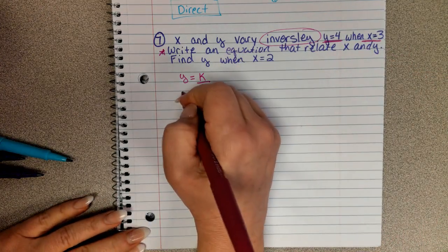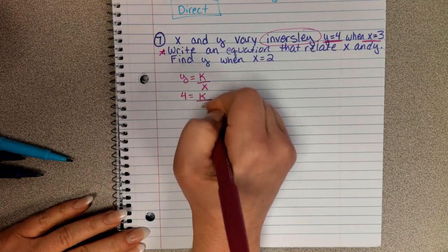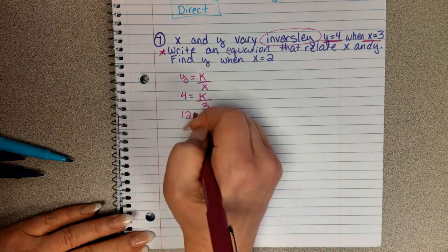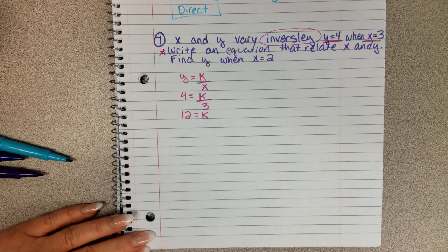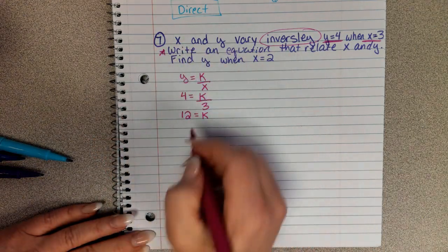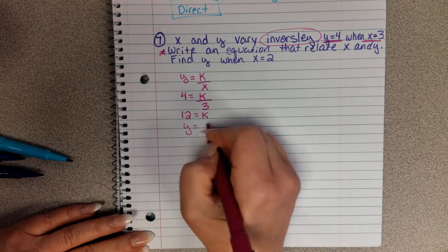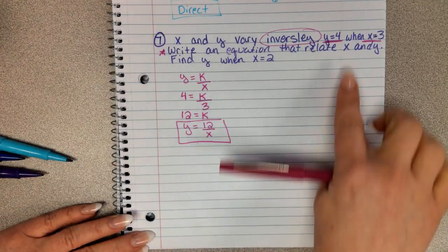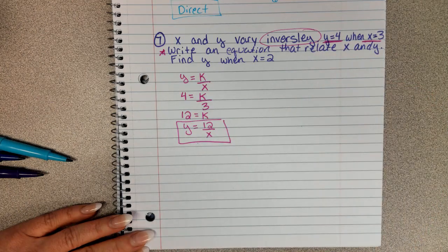So when y is 4, x is 3. Awesome. Well, I can use this to find k. To find k, I would simply need to multiply both sides by 3. Once I multiply both sides by 3, I can see that k is equal to 12. So in order to answer the first question, to write the equation, I would have y equals 12 over x. And that would be the inverse equation that matches this situation.